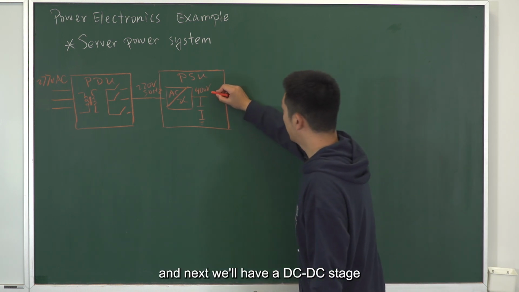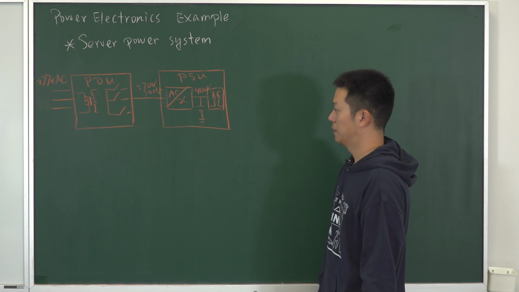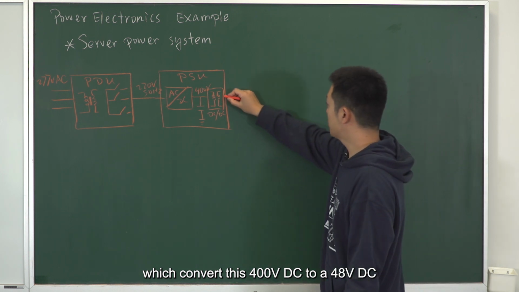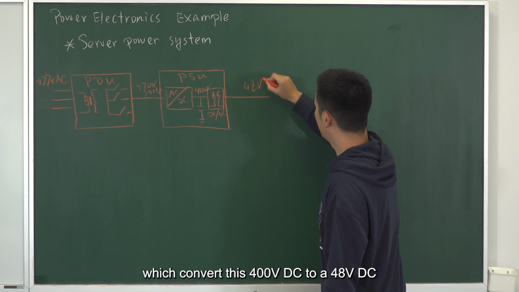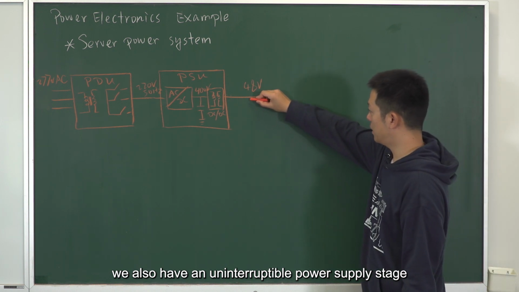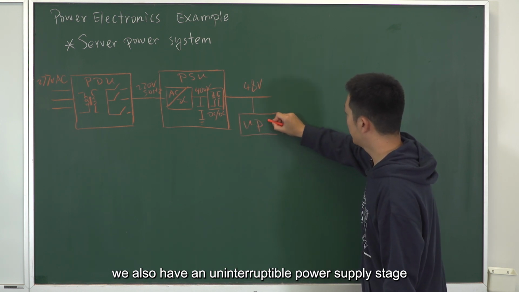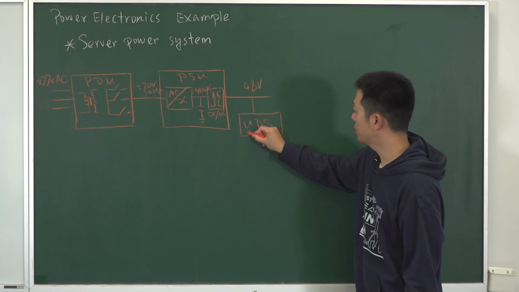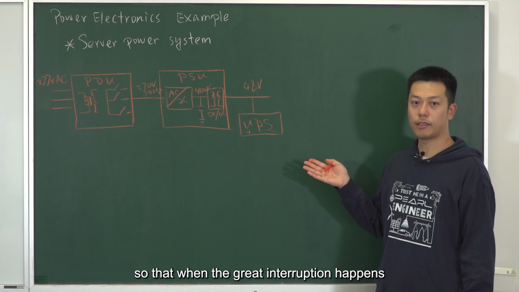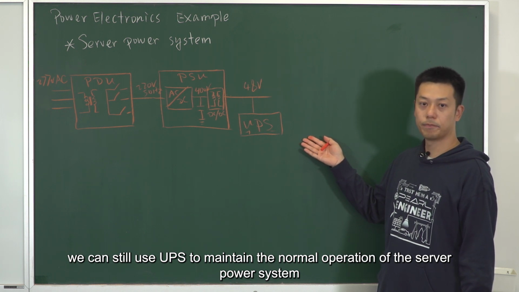And next, we'll have a DC-DC stage, which converts this 400 volt DC to a 48 volt DC. And on this 48 volt DC bus, usually we also have an uninterruptible power supply stage. We typically call this UPS. UPS has energy storage units, so that when the grid interruption happens, we can still use UPS to maintain the normal operation of the server power system.